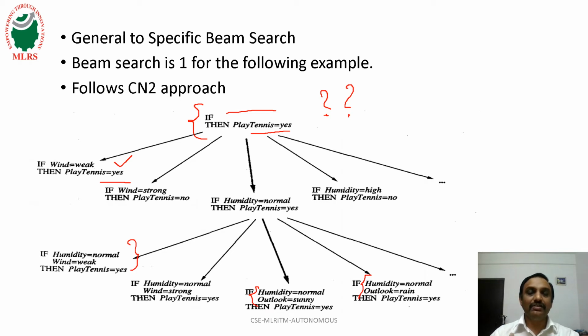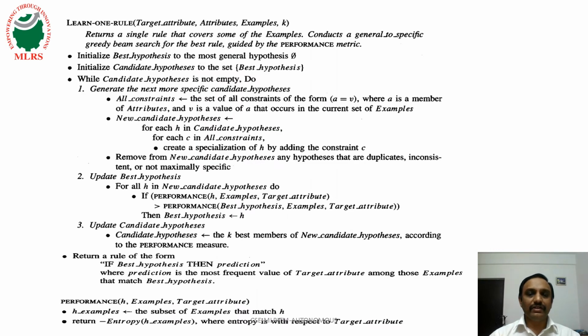So that is the thing we followed. We have to follow it in the sequential covering algorithm. So here we followed beam set is 1, and it follows the CN2 approach, that is the Clark and Niblett approach we followed in the case of sequential covering algorithm.